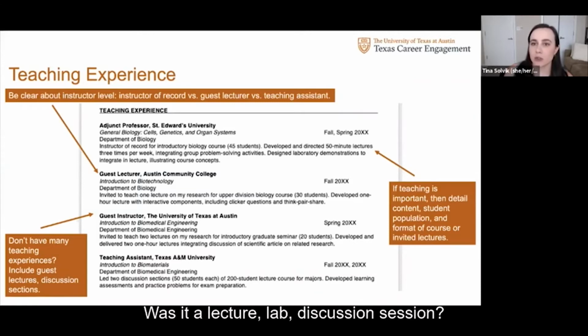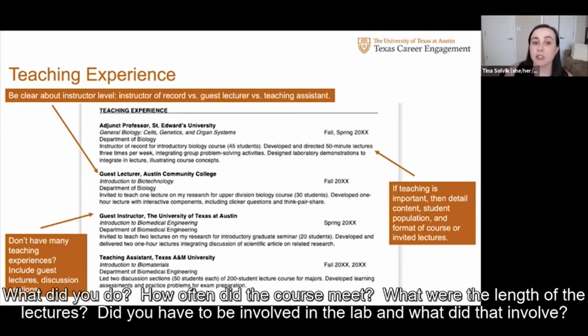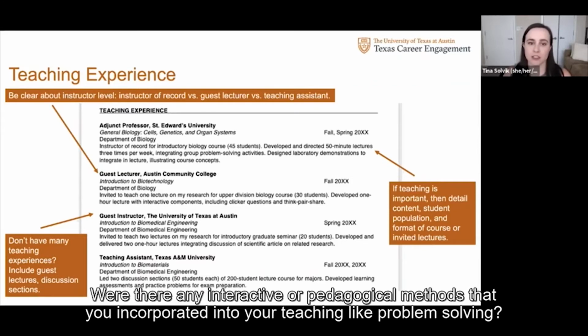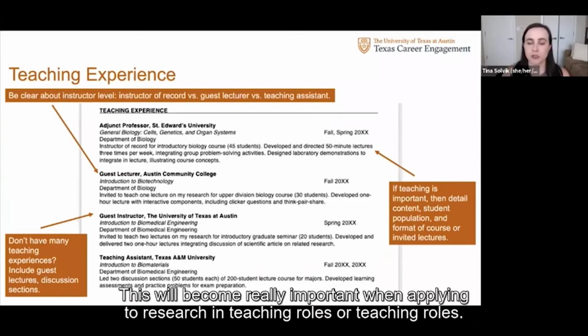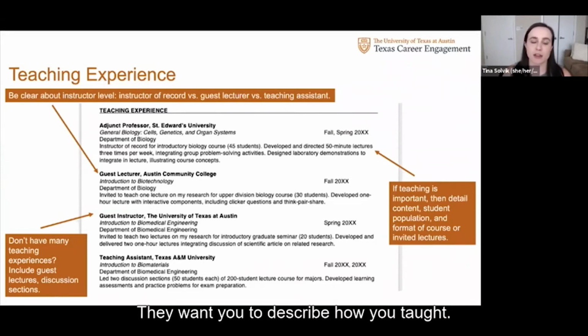How often did the course meet? What were the lengths of the discussion sections or lectures? Did you have to be involved in the lab, and what did that involve? Were there any interactive or pedagogical methods that you incorporated into your teaching, like clicker questions or think, pair, share, or problem solving? This will become really important when you're applying to research and teaching roles or teaching roles. They want to see you describe how you taught.